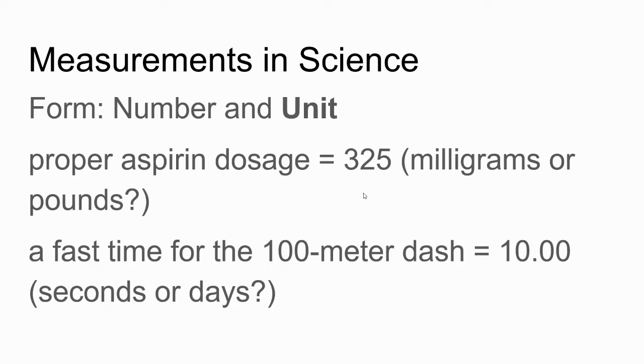You guys can obviously see that's important. A fast time for the 100-meter dash, if it's 10, I don't know what that means. Did they take 10 minutes to run the 100-meter dash? Is it days? So our number always has to have a unit. And this is really important for the lab. I'm going to look for that. If it's in a table and it says meters at the top, you wouldn't need to put meters on each of the numbers. But if you're just reporting a number, the number should have a unit.